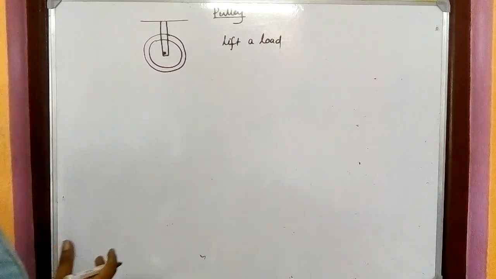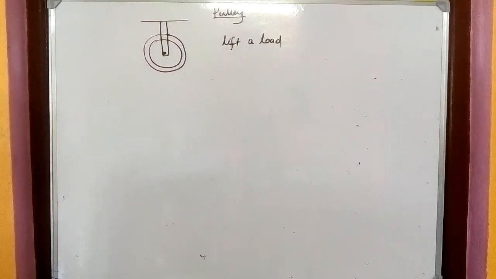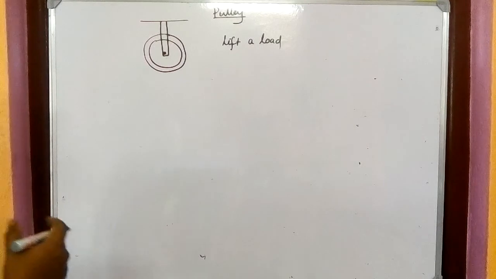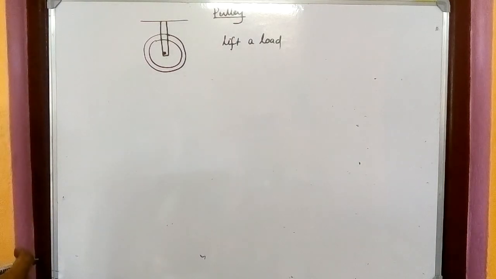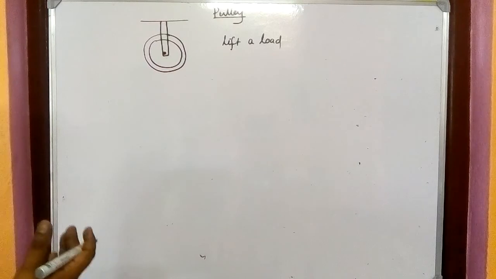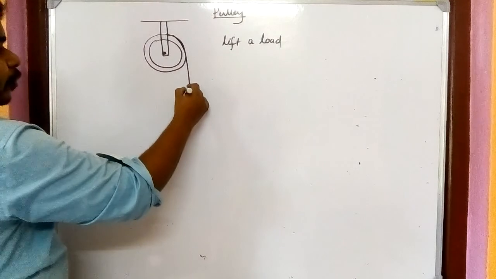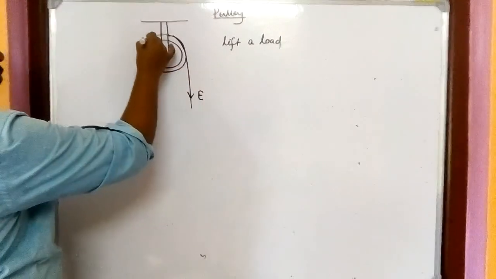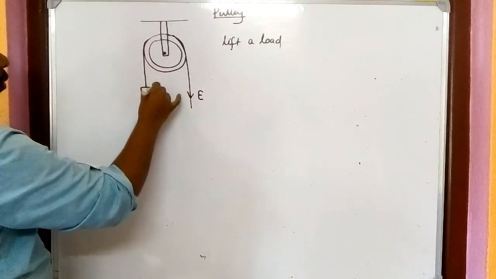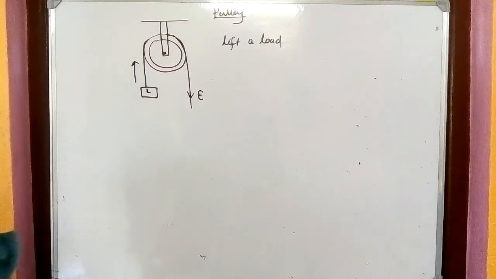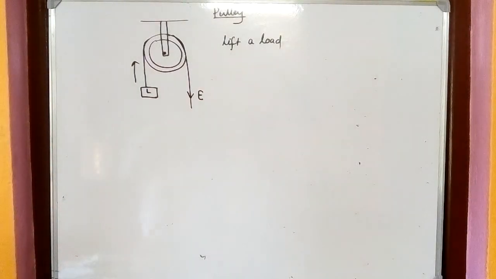Why is a pulley so preferable to lift a load? Because this is the only instrument by which we are able to change the direction of load lifting, the direction in which we are lifting the load. Simple thing: if your effort is acting in this direction, your load will be lifted in the upward direction. So we can change the direction of the force, that is the main use of a pulley.